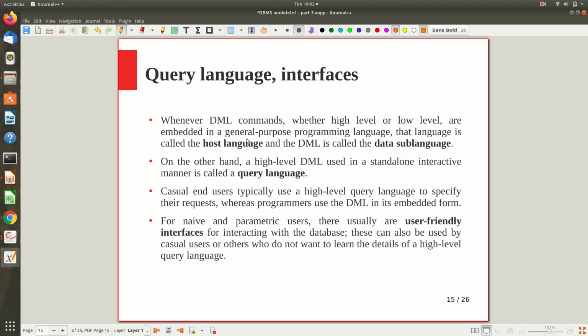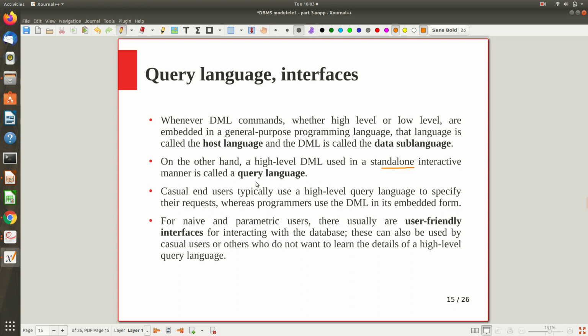On the other hand, sometimes the high level data manipulation language sits independently, in a standalone interactive manner, interacting directly with the database, not through another language. That is what we call a query language. That terminology is purely for the second category, which exists in a standalone manner. If it is embedded inside, we call it a data sublanguage, and the one embedding it is what we call a host language.